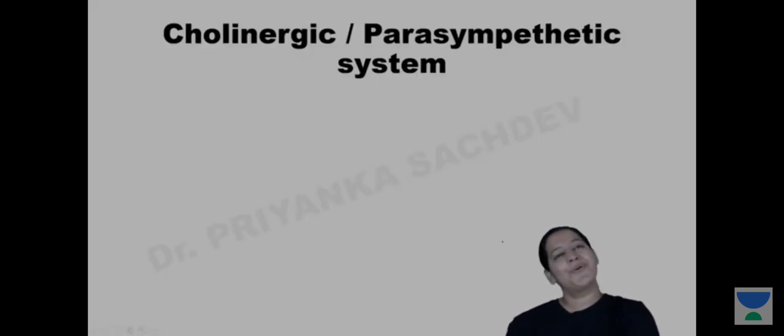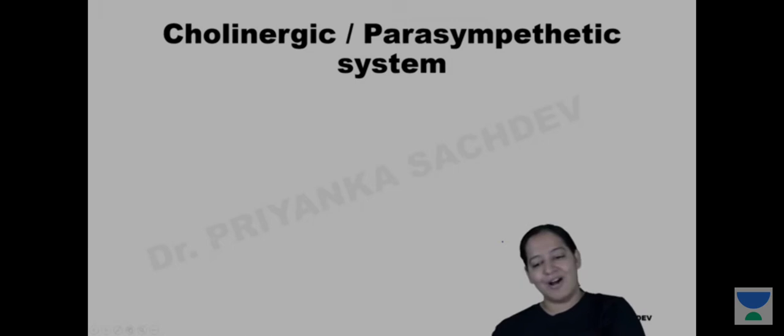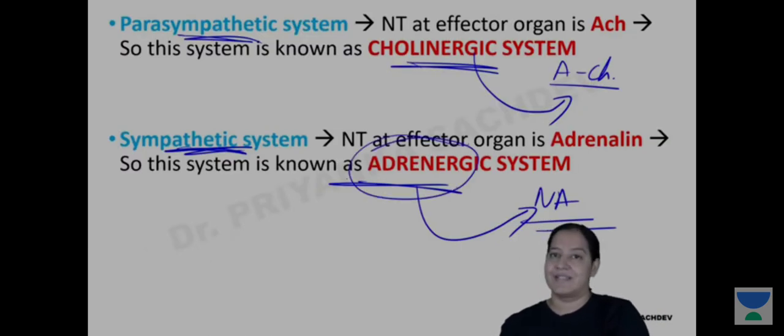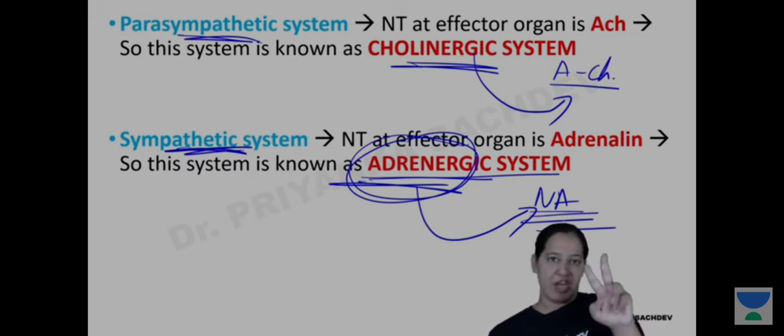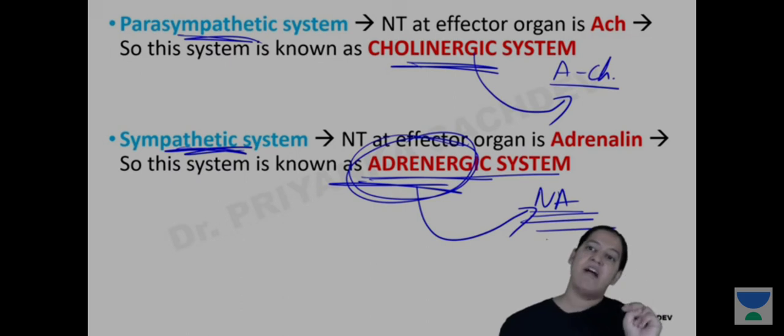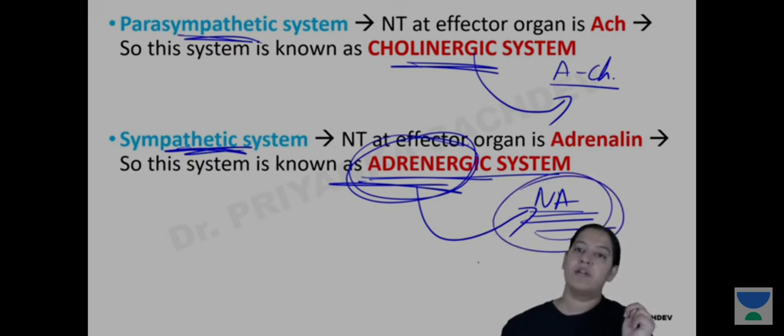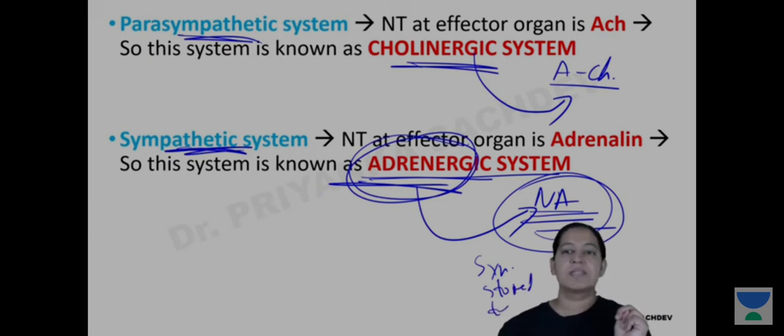Done. So cholinergic system we have already done. I have to start today adrenergic and anti-adrenergic system. In adrenergic and anti-adrenergic system, main neurotransmitter is noradrenaline. Before starting the two chapters, I would like to tell you how this noradrenaline is synthesized, how it is stored, and how its action is terminated. After these things only I can start the chapter.